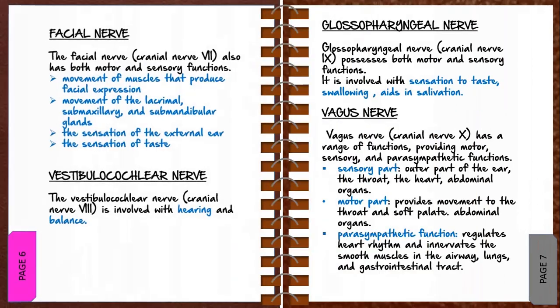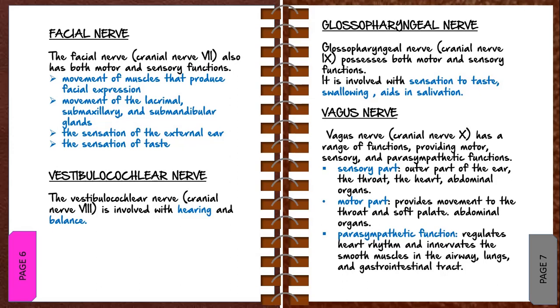Now let's move on to the facial nerve. Facial nerve is the seventh cranial nerve. This is the second one that has both motor and sensory functions. The first that had both motor and sensory function was the trigeminal nerve. So what the facial nerve does is it helps in movement of muscles that produce facial expression, movement of the lacrimal, submaxillary and submandibular glands, sensation of the external ear and the sensation of taste. This is what the facial nerve does.